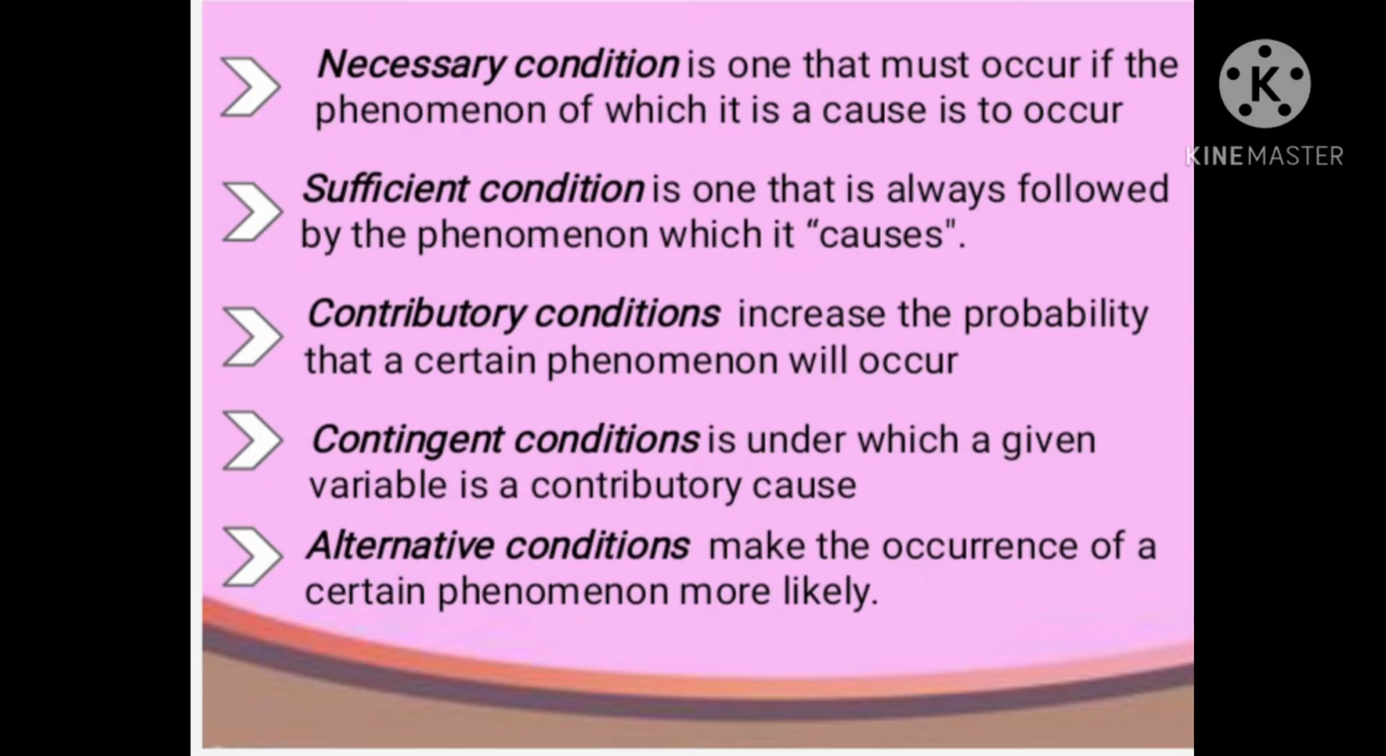It is one that must occur if the phenomenon of which it is a cause is to occur. Next, we have the sufficient condition. It is one that is always followed by the phenomenon which it causes. Next, we have the contributory conditions. It increases the probability that a certain phenomenon will occur. Next, we have the contingent conditions. It is one under which a given variable is a contributory cause. And lastly, we have the alternative conditions. It makes the occurrence of a certain phenomenon more likely.